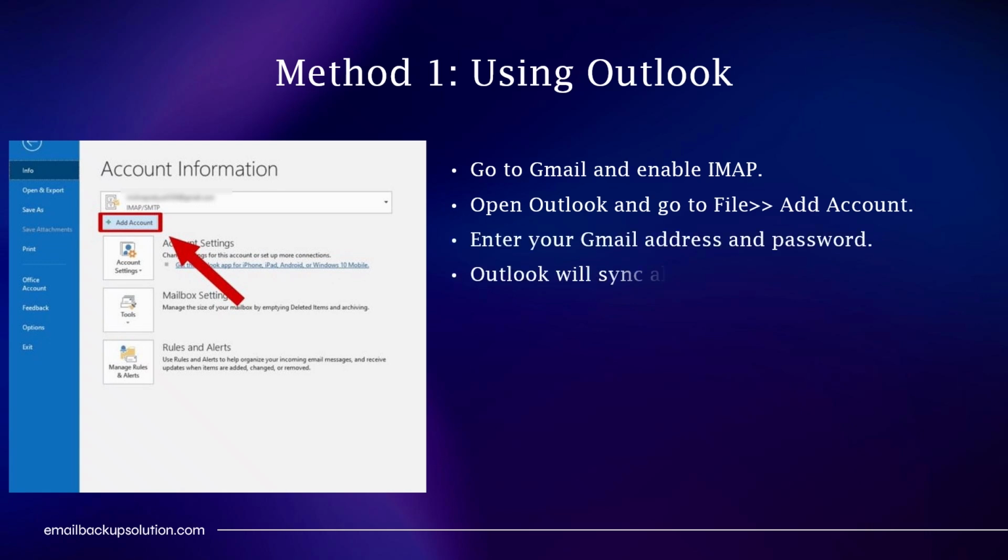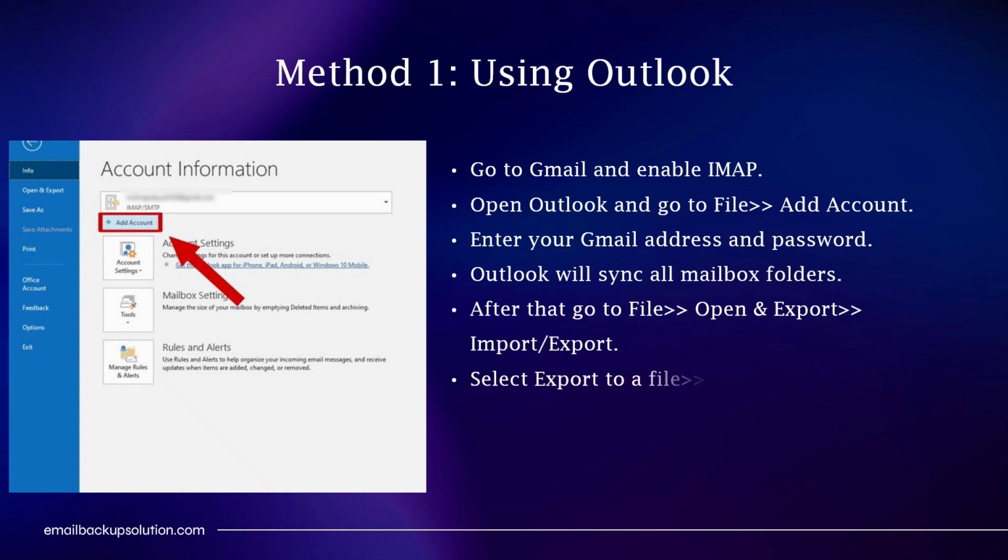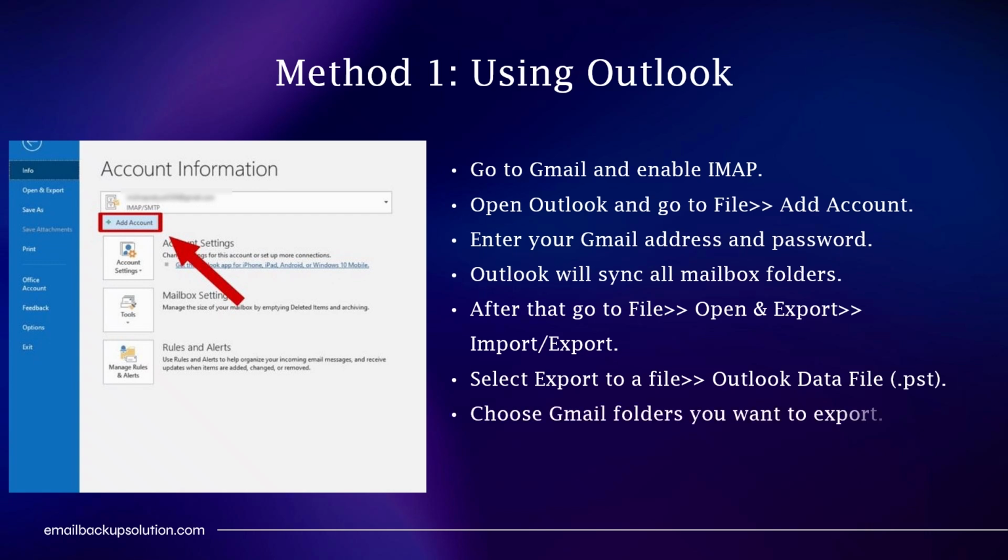After that, go to File, Open and Export, Import Export. Select Export to a file. Outlook Data File. Choose Gmail folders you want to export. Browse a location and click Finish.